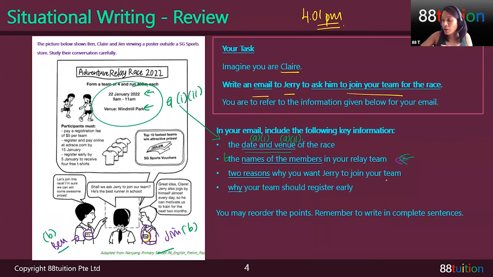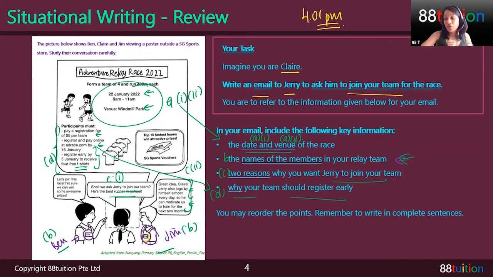Okay, 2 reasons why you want Jerry to join your team. Okay, why shall we ask Jerry to join? He's the best runner. That's reason 1, C1. And he jogs by himself almost every day so he can motivate us. C2. This is C. So far, so good? Okay, wonderful. Why your team should register early? Okay, what perks, what advantage do you get when you register early, right? Basically, it's over here. Pay registration fee, register early to get 4 free t-shirts. So this would be your D.